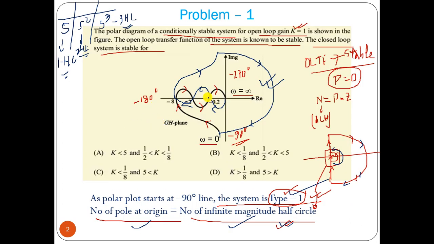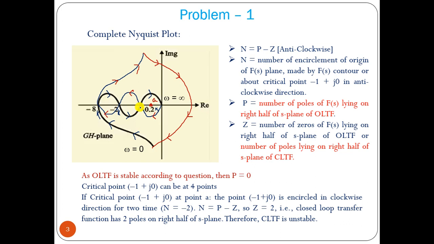So these values are given: minus 2.2, minus 2k, and this is minus 8k. Now according to the formula, let me tell you the formula. N equal to P minus Z, where N is in the anti-clockwise direction.